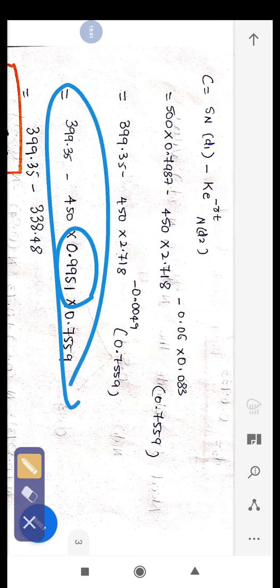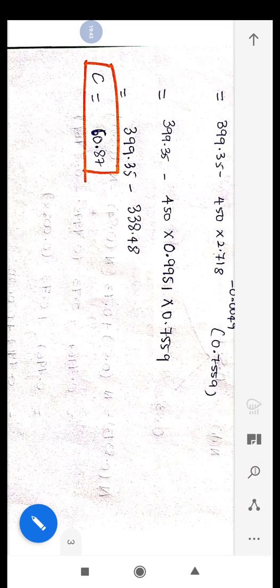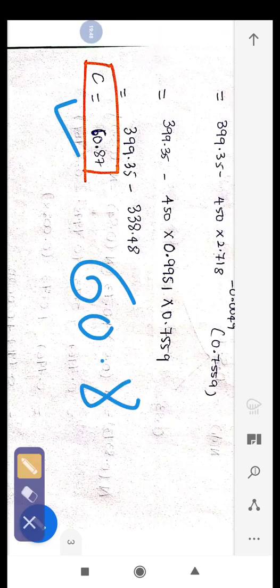So here just we have to simplify it. So the option value is 60.87. So here ends the solution for this problem.